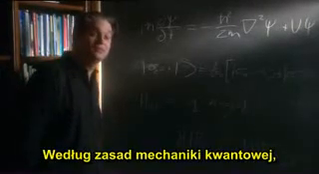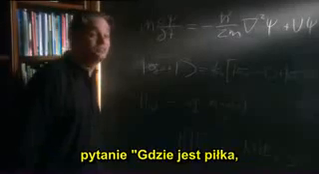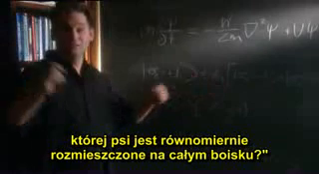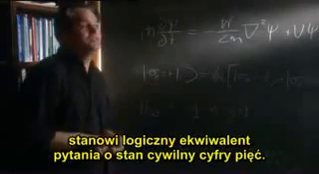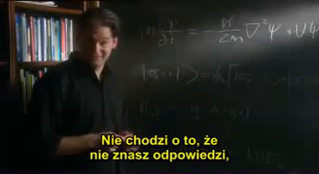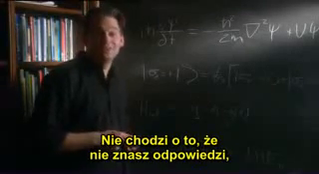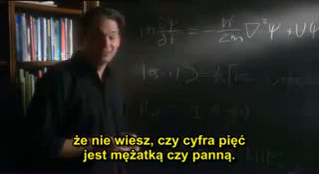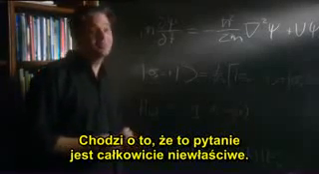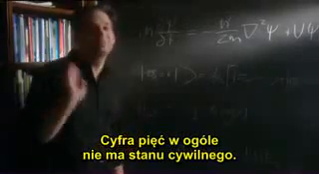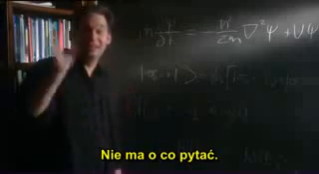That is, according to the law of quantum mechanics, asking the question, where is a basketball whose psi is uniformly distributed over a whole basketball court, is the logical equivalent of asking about, say, the marital status of the number 5. Okay? It's not that you don't know the answer, you don't happen to know whether the number 5 is married or a bachelor. It's that the question somehow is radically inappropriate in the first place. The number 5 doesn't have a marital status. There's nothing there to ask about.